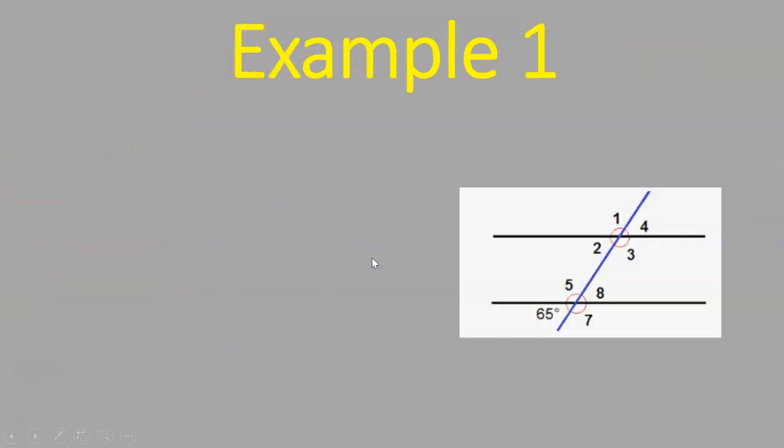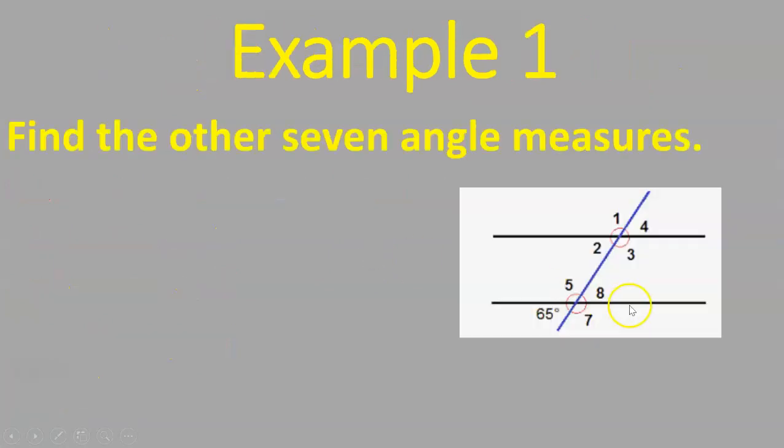The first example, let's find the other 7 angle measures. And again, you're not told, but we're going to say that the lines are parallel here. If the lines are parallel, then there's only 2 distinct angle measures. Again, they're not marked, but that's part of the instruction. They are parallel lines.